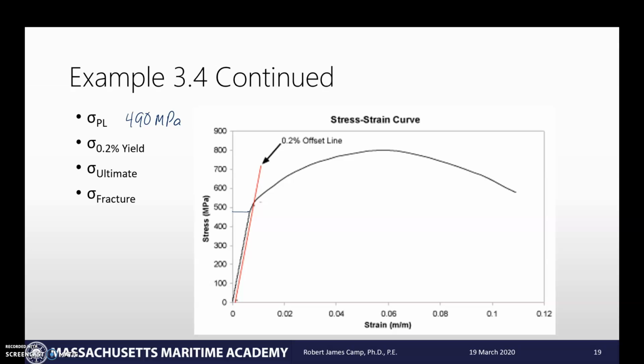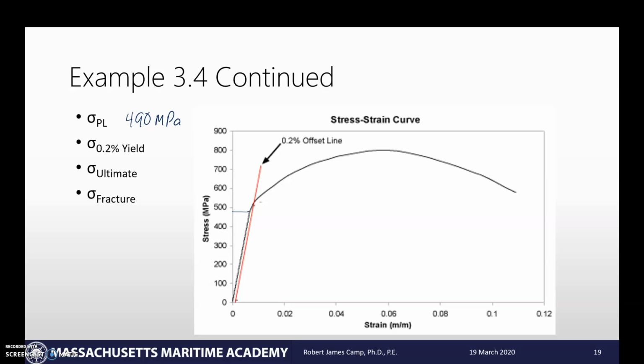2% offset yield strength. So remember, this is our standard way of determining the yield strength. Why do we do this? Because especially as we look at this aluminum here, there's no easy way of seeing where the elastic region ends. So it's the standard way they do it for all the materials.